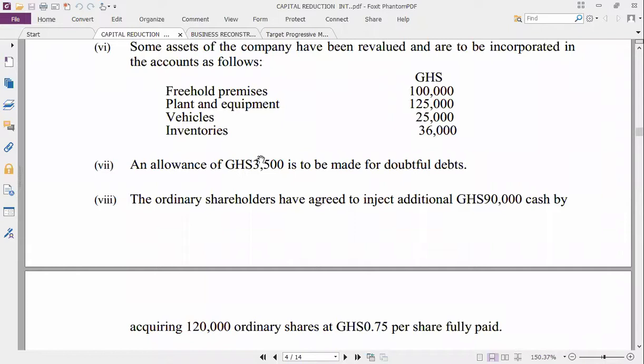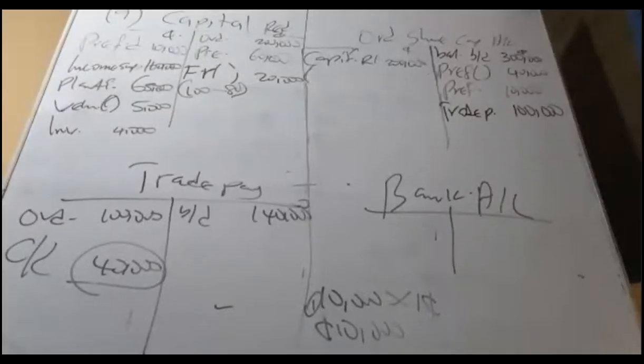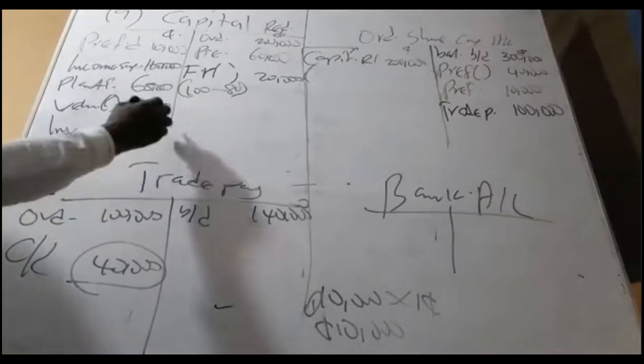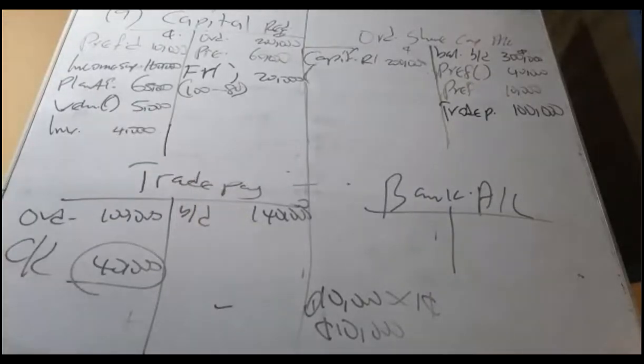An allowance of 3,500 is to be made for doubtful debt. So where will it go? Allowance of 3,500 to be made on doubtful debt. So that's a provision for doubtful debt. Okay. Receivable. So will it be a gain or loss? Allowance. We are losing part of our receivables.